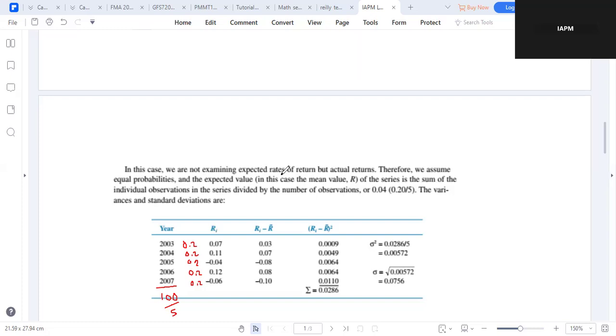Then again, what is 20 divided by 5? It's 4%. So the average is 4%. We're going to subtract 4% from the 7%, then 11% minus 4%, and so on. Then we square this figure and multiply by the 4%, which is the probability.